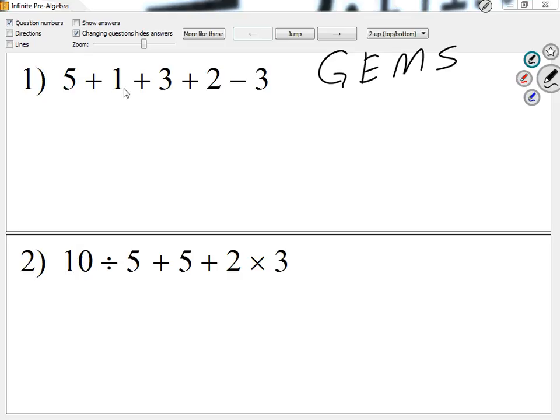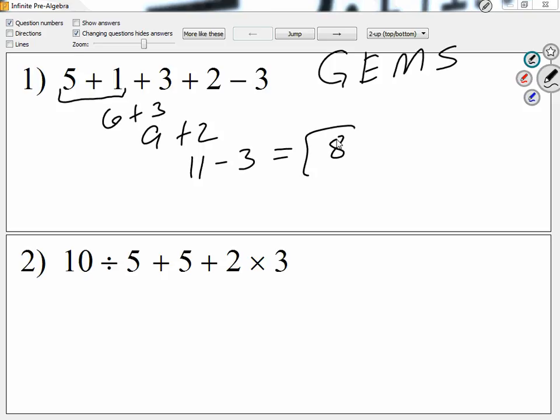So looking at number 1, I have no groups. I have no exponents. I have no multiplication, division. All this is addition, subtraction. So let me go from left to right. How much is 5 plus 1? 6 plus 3? 9. 9 plus 2? 11. 11 minus 3? 8. Okay, that was 8.